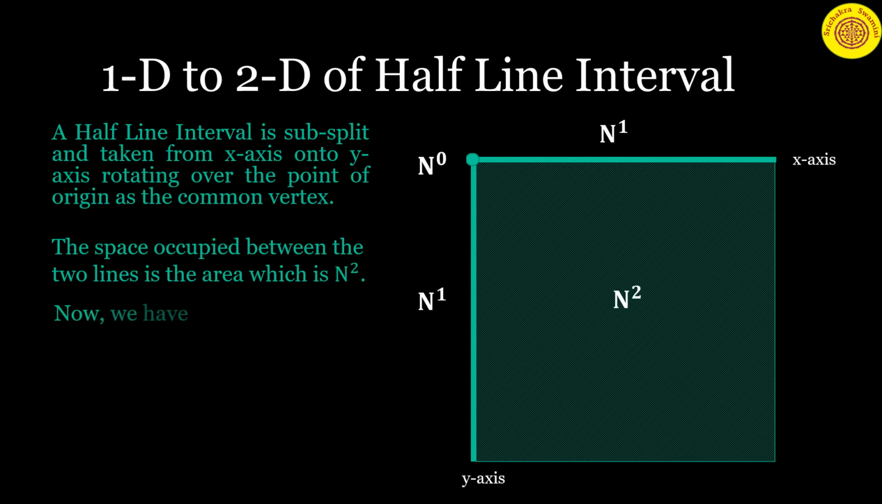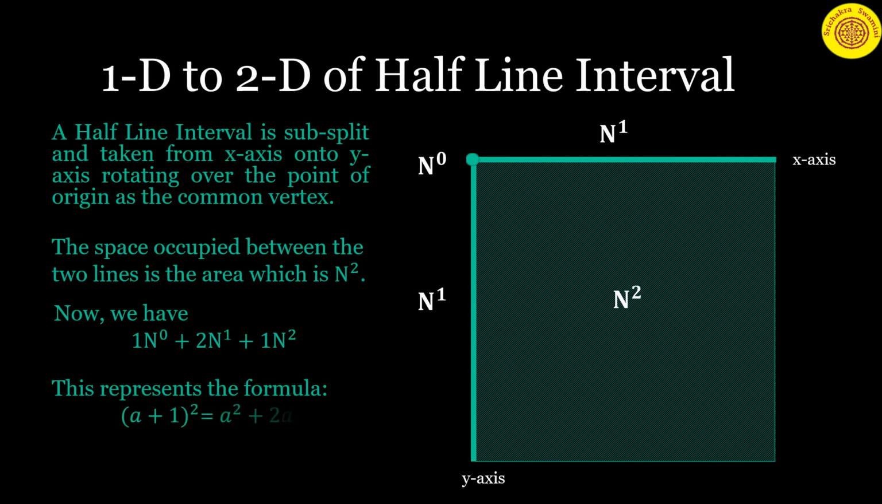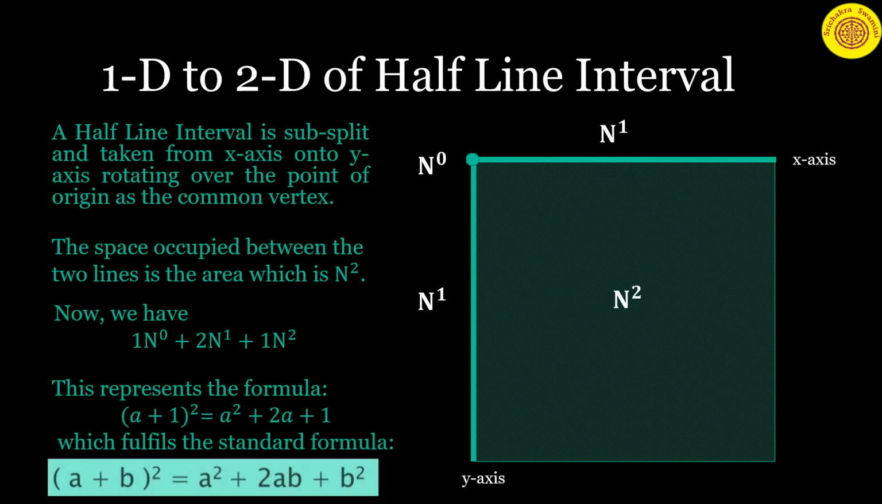Now we have 1n raised to 0 plus 2n raised to 1 plus 1n raised to 2. The point and two line intervals and the area between the two lines. This represents the formula a plus 1 the whole square is equal to a square plus 2a plus 1, which fulfills the standard formula a plus b the whole square is equal to a square plus 2ab plus b square.